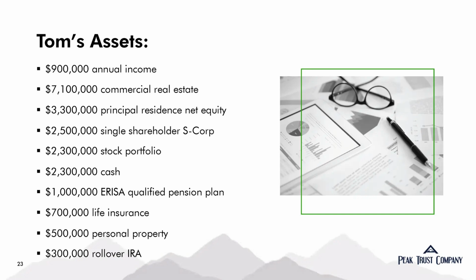He's got $1 million already funded into his 401k. He's got a $700,000 cash value life insurance policy. He has approximately $500,000 of personal property, and he's got a $300,000 rollover IRA. All right, so let's see what Tom's picture looks like when we run his creditor exposure report.